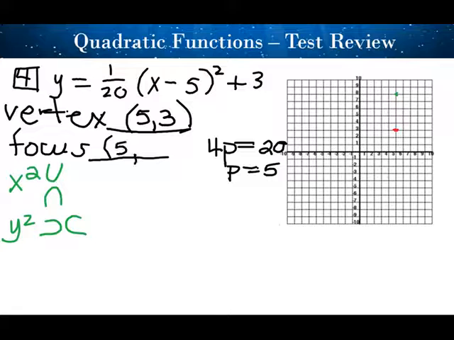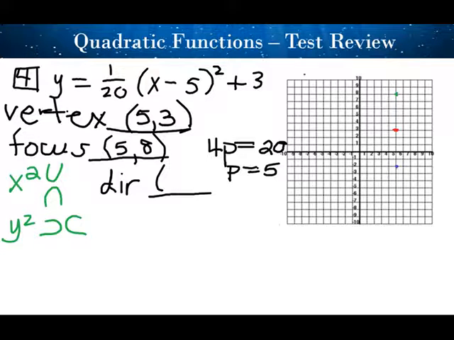Okay. Now they also ask us for the directrix. I'll go ahead and write that right here. The directrix is going to be on the other side of the vertex. So I'm going to count 5. 1, 2, 3, 4, 5. So it's going to be right there. Okay. So let me do that in a different color. So there's my vertex.